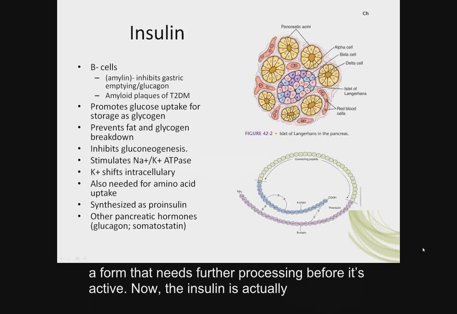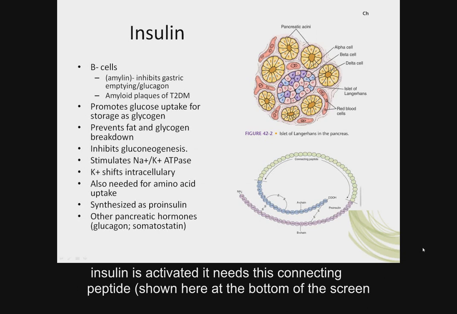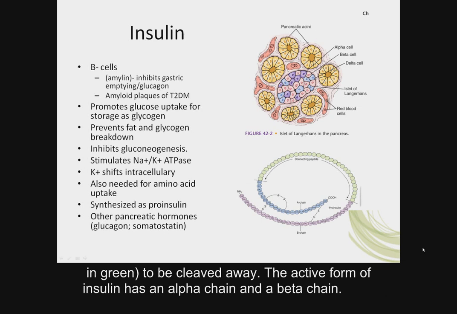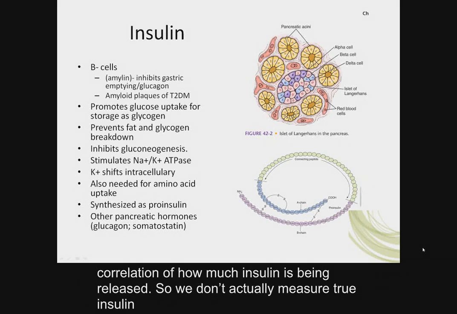Before insulin is activated, it needs this connecting peptide, shown here at the bottom of the screen in green, to be cleaved away. The active form of insulin has an alpha chain and a beta chain, and it's actually the connecting peptide that we measure clinically as a direct correlation of how much insulin is being released. So we don't actually measure true insulin levels, rather the connecting peptide that's cleaved from it. It's a 1-to-1 ratio, so it's fine.